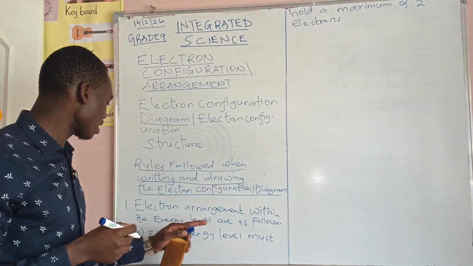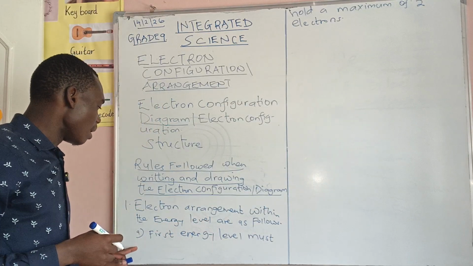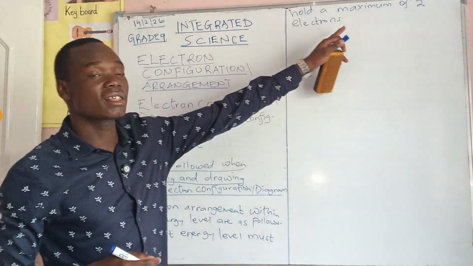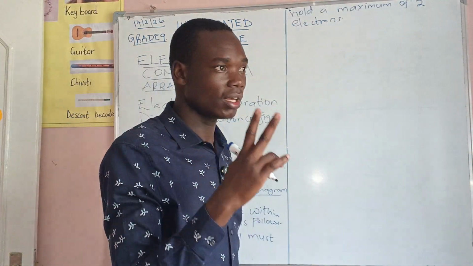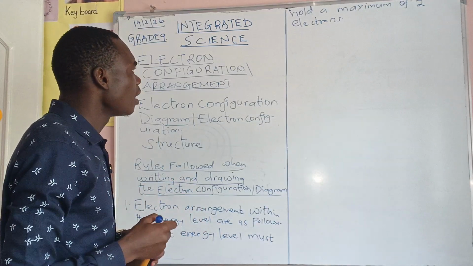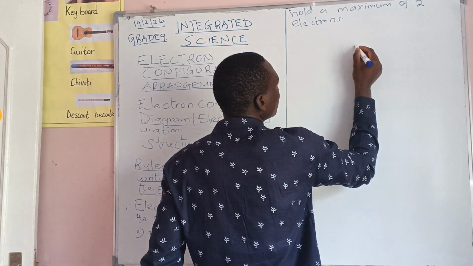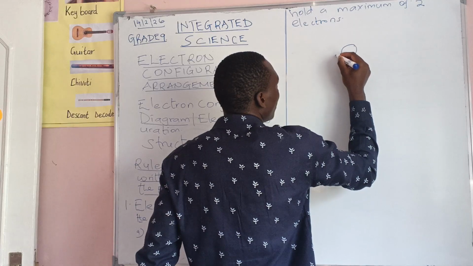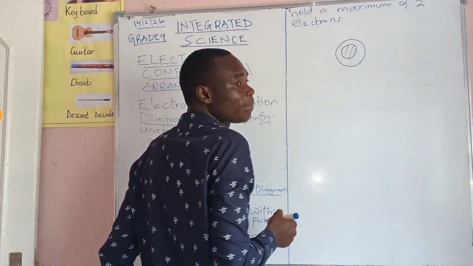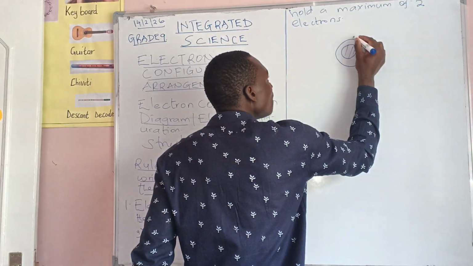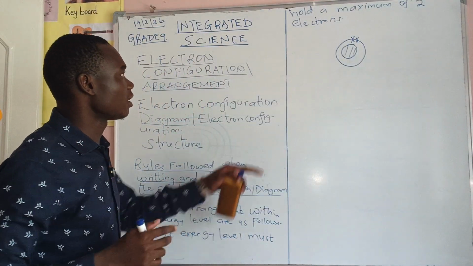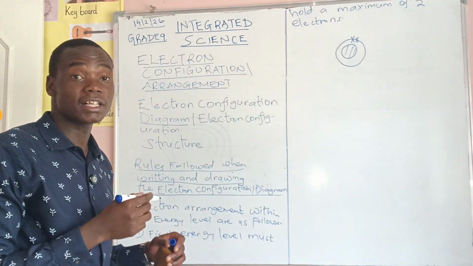It says that electron arrangement within the first energy level must hold a maximum of how many electrons? 2. Now, if I draw a model the way I drew it, this is the nucleus, the central part of an atom. It means that the first energy level must hold how many electrons? 2, as you can see. That is the first rule.